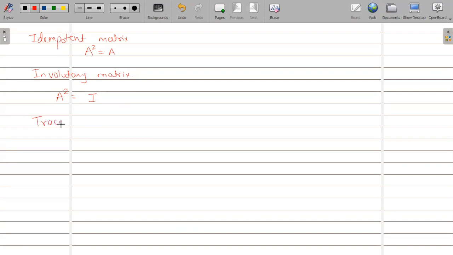Next is trace of matrix. So the trace of A is given as the sum of diagonal elements.